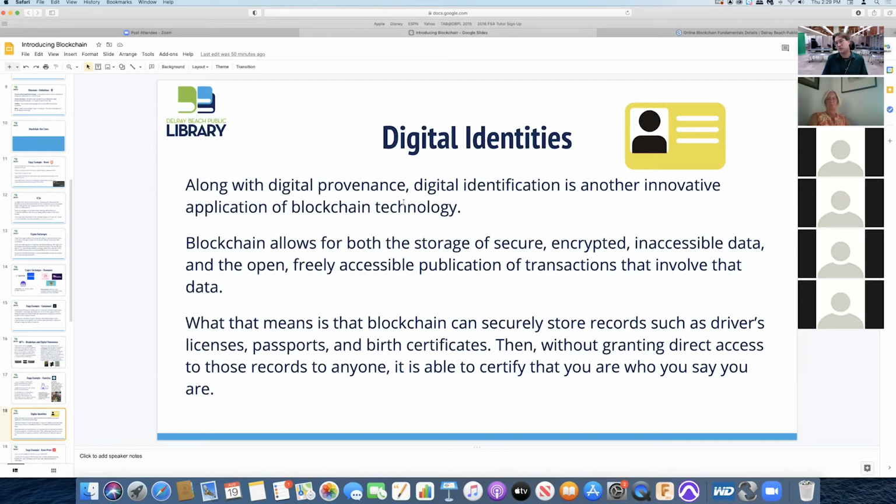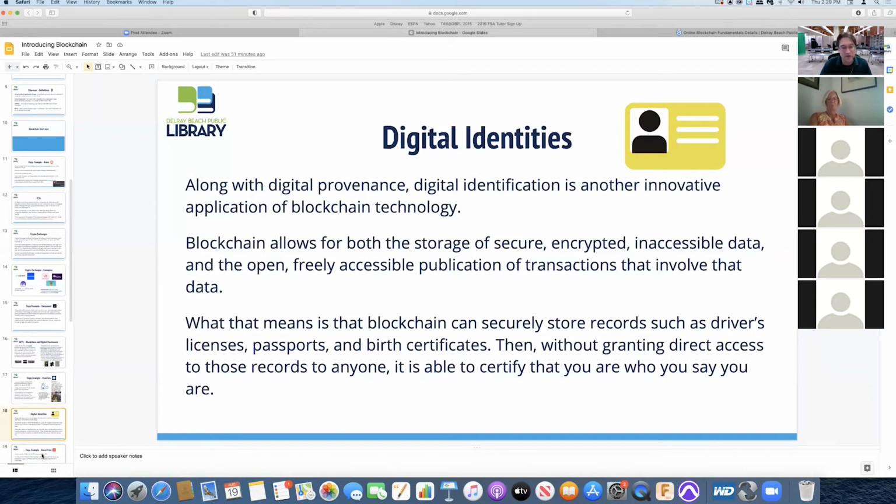Blockchain allows for both the storage of secure, encrypted, inaccessible data and the open, freely accessible publication of transactions that involve that data. So what this means is the blockchain can securely store records such as driver's license, passports, and birth certificates. Then, without granting direct access to those records to anyone ever, it is able to certify that you are who you say you are.